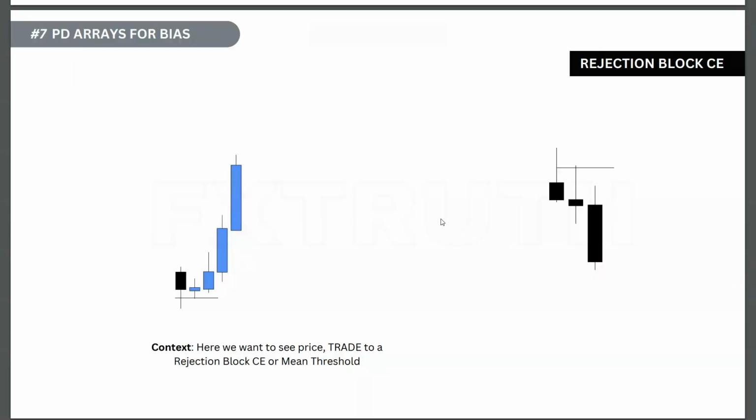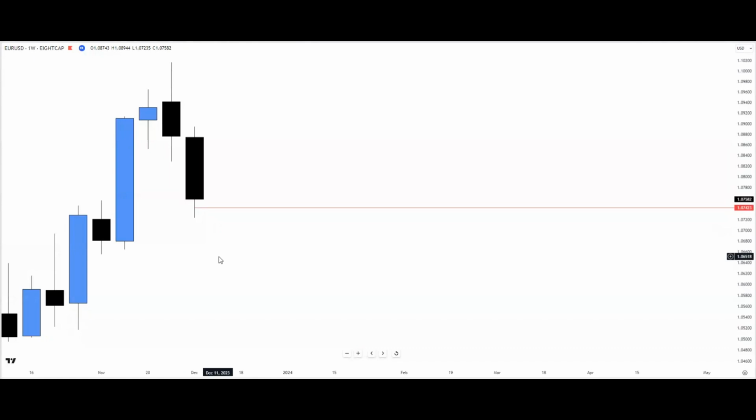Finally, we're going to be looking at the rejection block consequence encroachment. So here we want to see price trade to the rejection block CE, or mean threshold, and trade away from it. So let's see examples on the chart. So here we identify a weekly candle rejection block consequence encroachment, which is the mean threshold of this particular week right here. So the midpoint right there is the consequence encroachment.